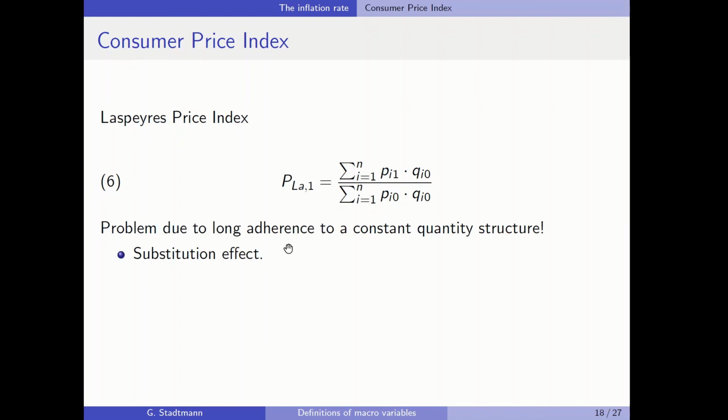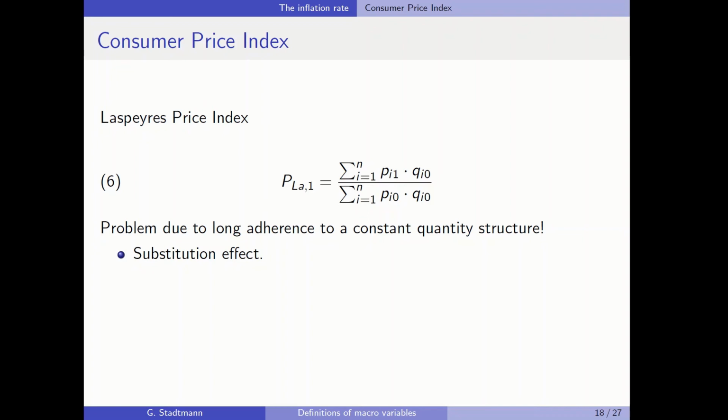There are some problems when we use this kind of Laspeyres price index because the quantity structure of our shopping cart, like the quantity structure of the basket of goods, is constant over time. And one is the substitution effect. I would also like to use a real-world example to explain this substitution effect.